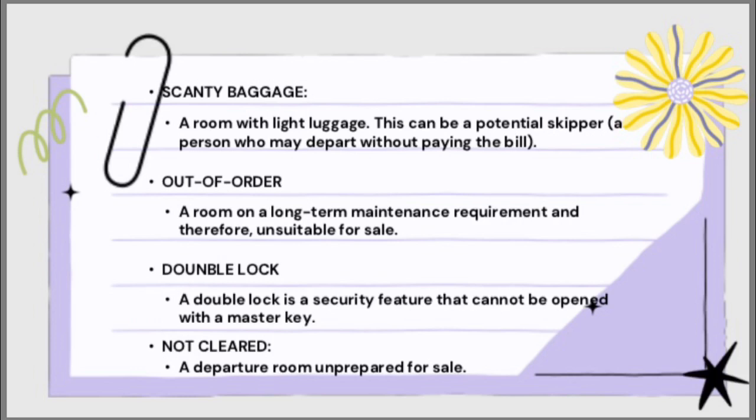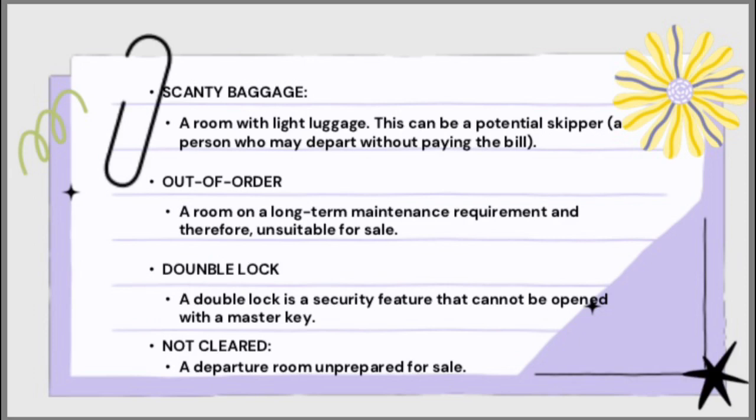Next is scanty baggage, a room with light luggage. This can be a potential skipper, or a person who may depart without paying the bill. Next is out of order. This is a room on a long-term maintenance requirement and therefore unsuitable for sale.